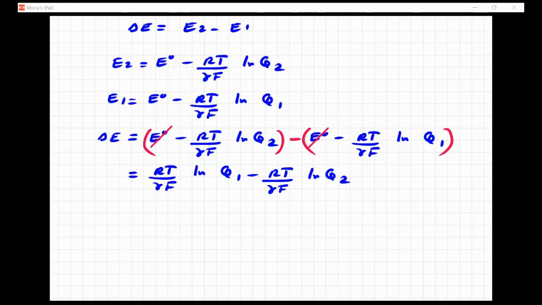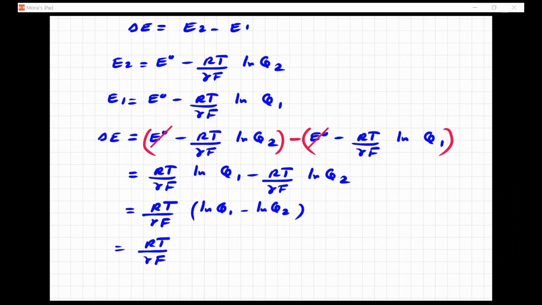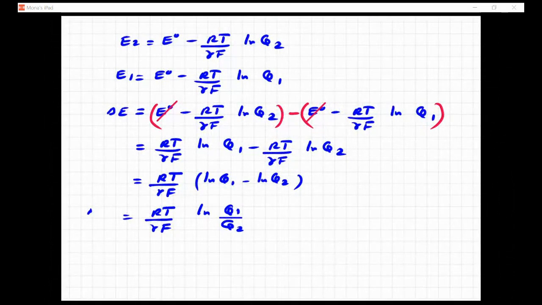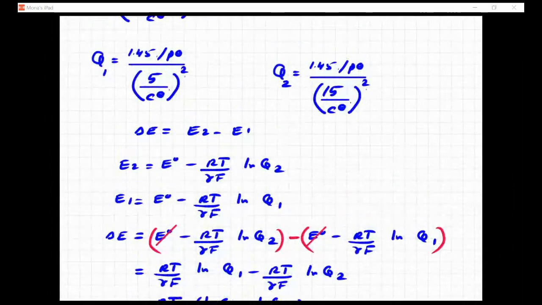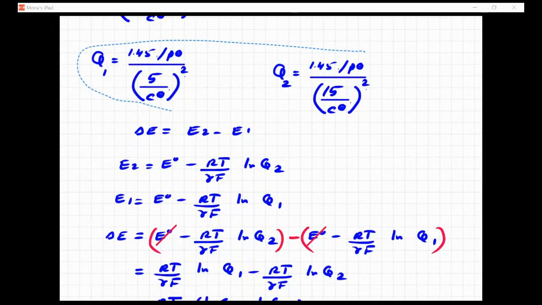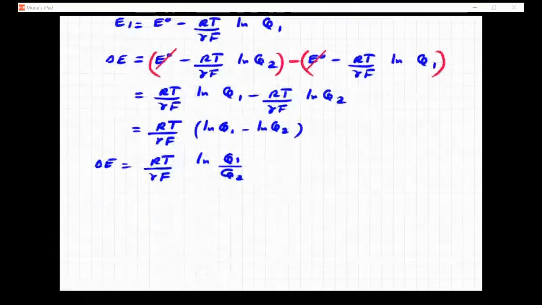Now what can I do? I can take the common factor RT over nu F, which gives ln Q1 minus ln Q2, which means it is equal to RT over nu F ln Q1 divided by Q2. This is equal to delta E. Now what do I have to do? Of course, we can substitute now. Q1, Q2, this is what I have. Let me put them down so that we can use them. Now let's see here.